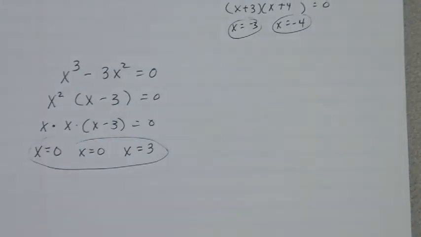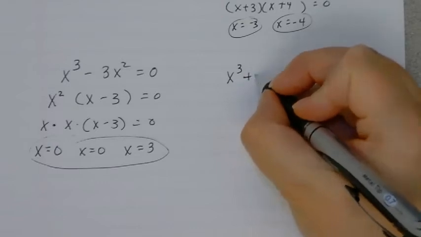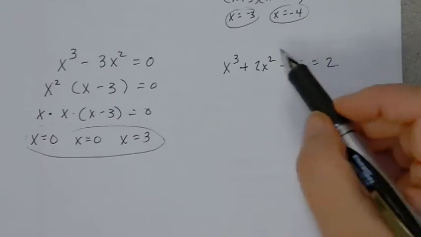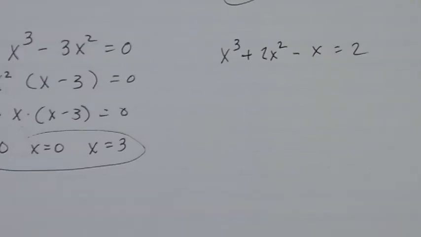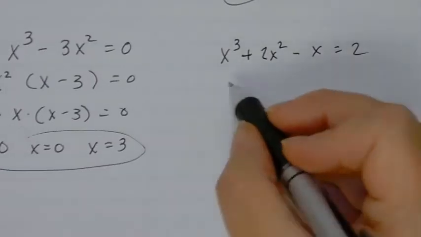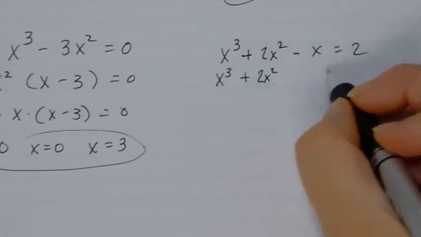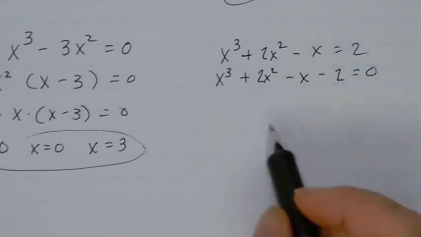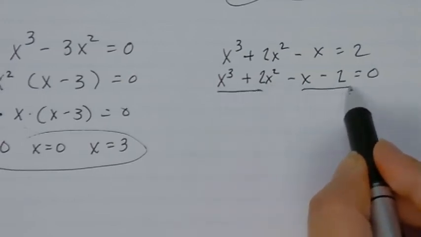So let's go and do one like this. x to the third plus 2x squared minus x equals 2. This one is of degree 3. So how many answers should we have? You're right, 3. And so in order to solve this one, I need to set it equal to 0. So x cubed plus 2x squared minus x minus 2 equals 0. Notice this time I have 4 terms. So in order to solve it, I'm going to have to factor by grouping.